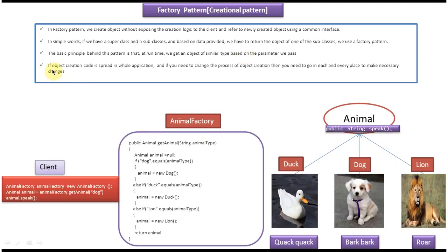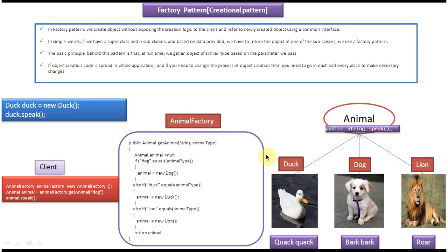And the fourth sentence, we will see. Suppose we want to create an object of duck. What we will usually do is create the duck object using the new keyword, like this. And then once we get the duck object, we will call the duck object method. Suppose there are 100 files, and in those 100 files, we are using it like this.